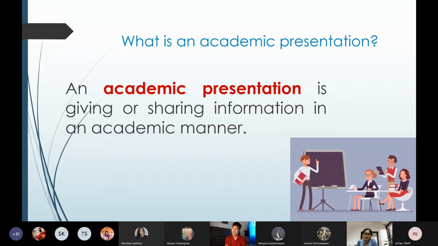Understand? Okay, that is an academic presentation. Again, let me summarize. Giving information in the classroom with a specific topic, or giving a presentation, a research presentation, a project presentation with regards to or in connection to your classes or in connection to school. Okay?